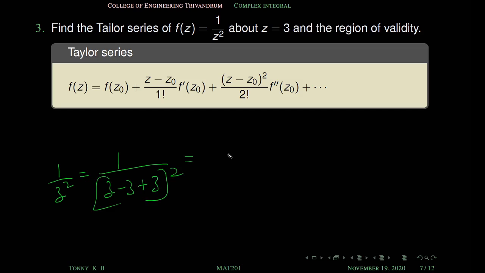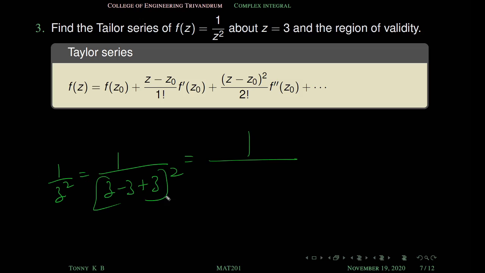Then how do we convert this function in terms of the non-Maclaurin series? It is 1 by the expanded form, z minus 3 whole square plus. We take this 3 outside, by taking this 3 out.